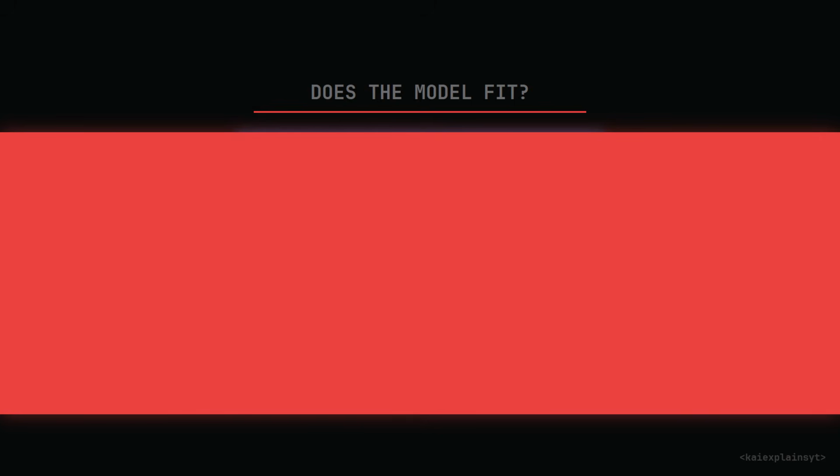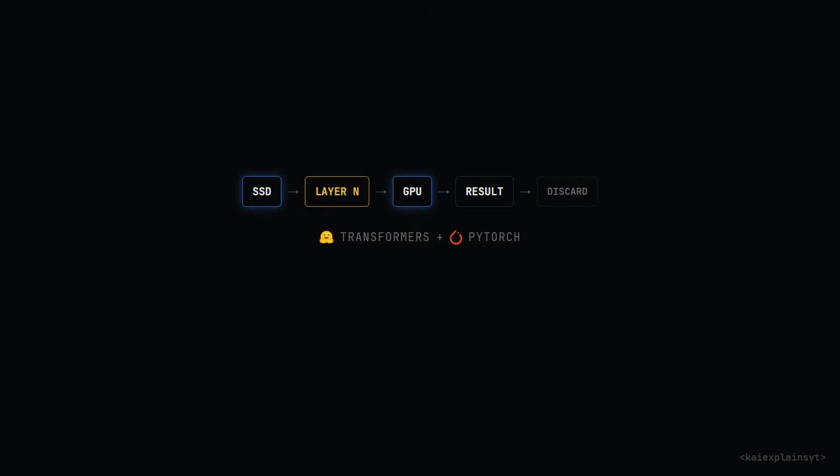oLLM is a Python library built on Hugging Face transformers and PyTorch. It loads transformer layers off your SSD one at a time, runs each one on the GPU, and throws it away before loading the next. The model never fully exists in memory.